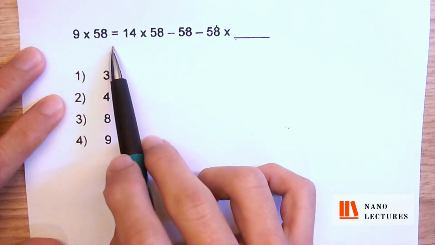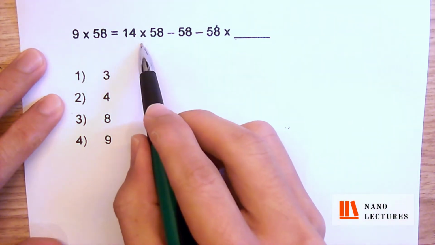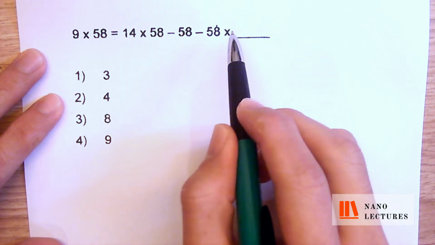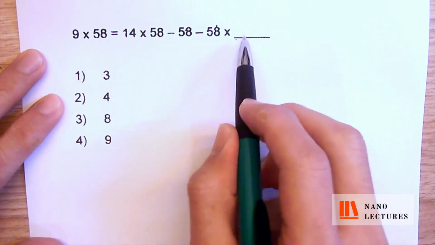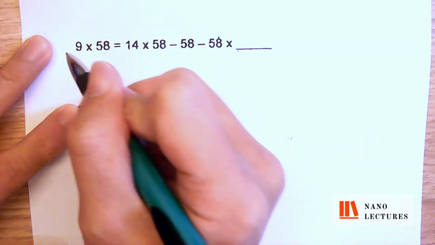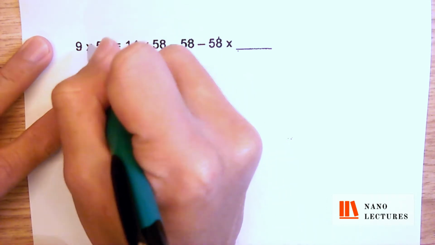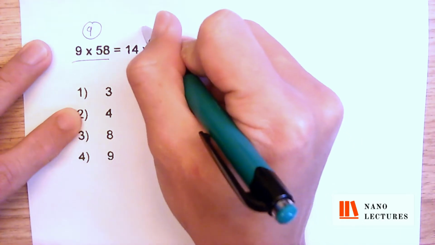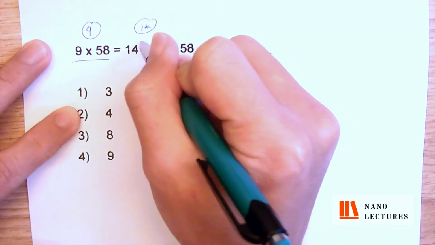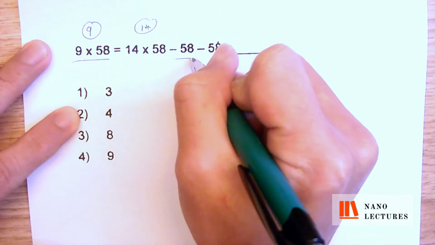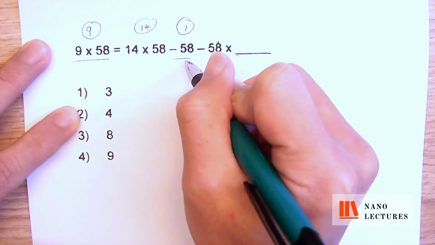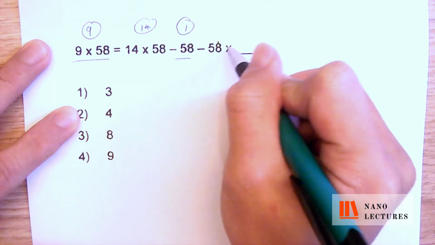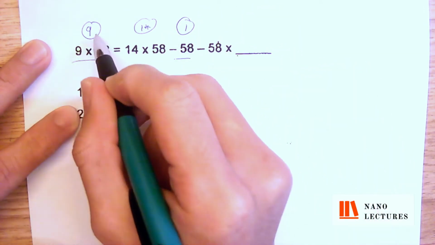9 times 58 equals 14 times 58 minus 58 minus 58 times how many? Okay, so for this one, we can tell that there are 9 sets of 58. Here, there are 14 sets of 58. Minus 58 here is 1 set of 58. And minus how many more sets of 58 for it to become 9?